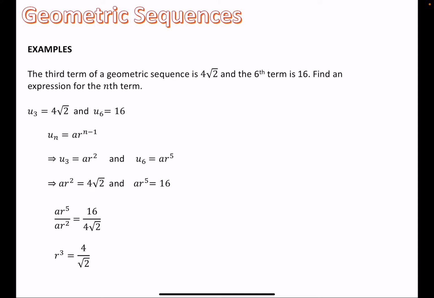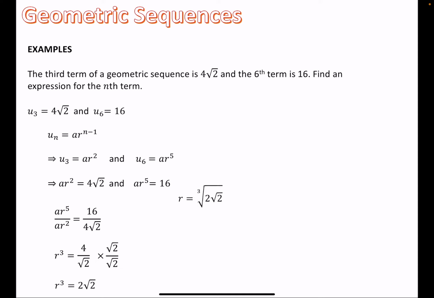Basically what we're going to do is cube root both sides, but it might be easier to first of all rationalize the denominator. Okay, it just makes it slightly easier. It just means we don't have a fraction to work with. You can do it by just cube rooting both sides, but it's maybe slightly easier if we rationalize the denominator first. So it becomes 4 root 2 over 2, which simplifies to 2 root 2.